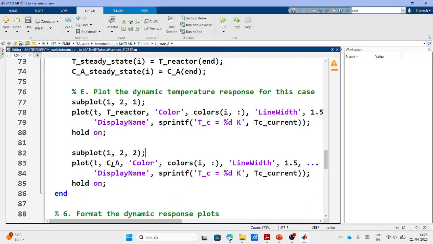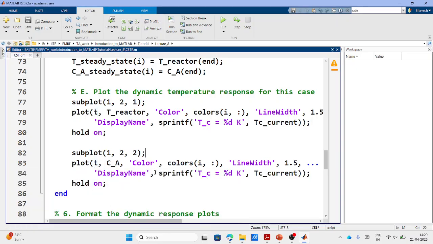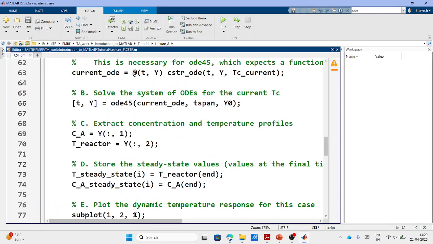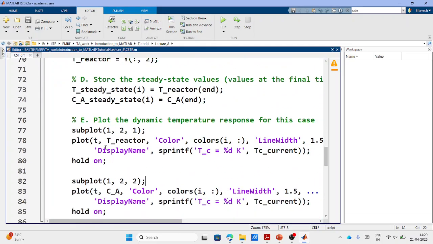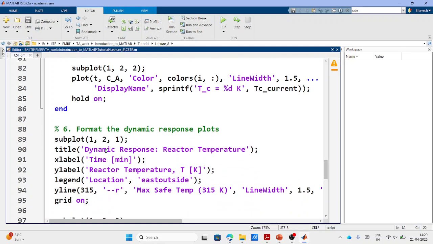Second subplot is change in the concentration with time. Okay. Again, the color part you don't have to worry about. These are the additional steps for beautification. Okay. So for one Tc value, it will compute the ordinary differential equation, solve it, and you will get the steady state value, right? Over all temperatures the loop will do this, and you will get one plot.